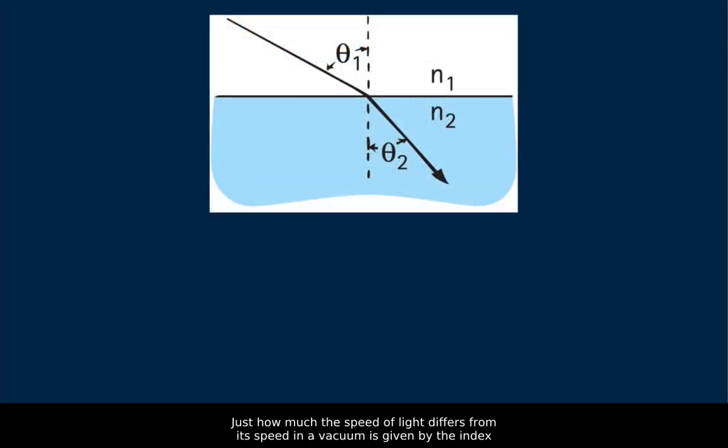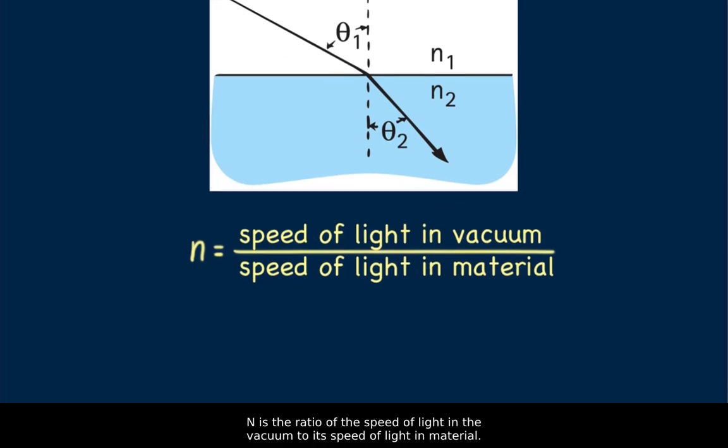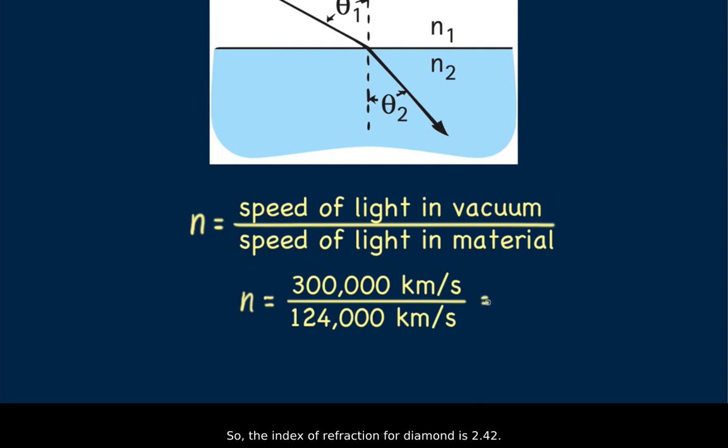Just how much the speed of light differs from its speed in a vacuum is given by the index of refraction, n, of the material. n is the ratio of the speed of light in a vacuum to its speed of light in the material. For example, the speed of light in a diamond is 124,000 kilometers per second. And so the index of refraction for diamond is 2.42. For a vacuum, n would be 1.